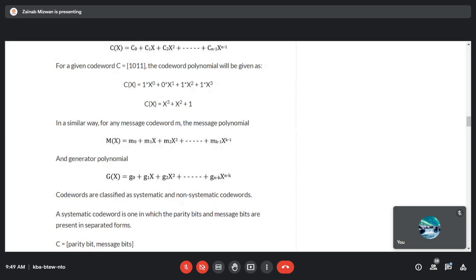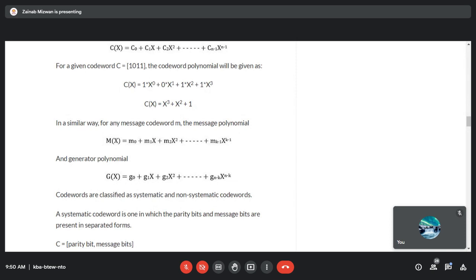n minus k means, we know q equals n minus k. So what does q identify? How many parity bits or how many redundant bits we are going to add to a message to make it a code word. So the generator polynomial will always depend upon the n minus k value. The highest power of x in the generator polynomial is n minus k.